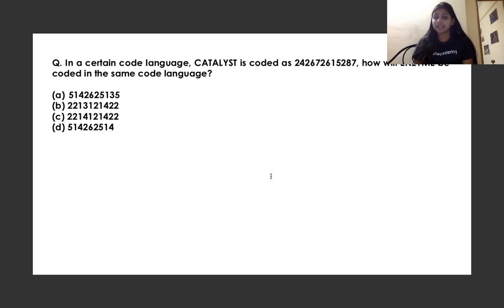So the word is enzyme. In a certain code language, catalyst is coded as 24, 26, 7, 26, 15, 2, 8, and 7. So how will enzyme be coded in the same language? That's the question. Good morning, Ayush.